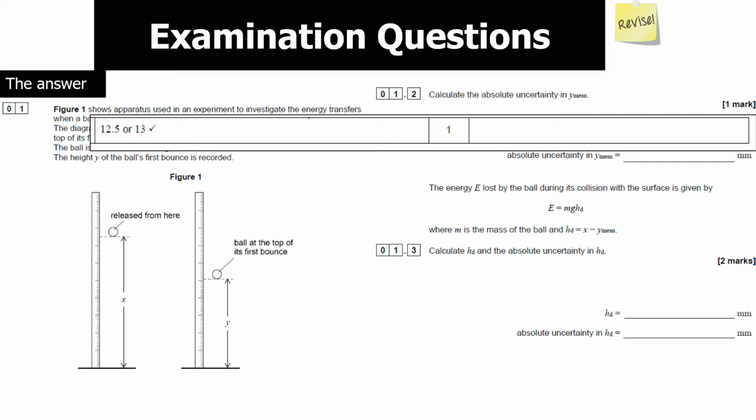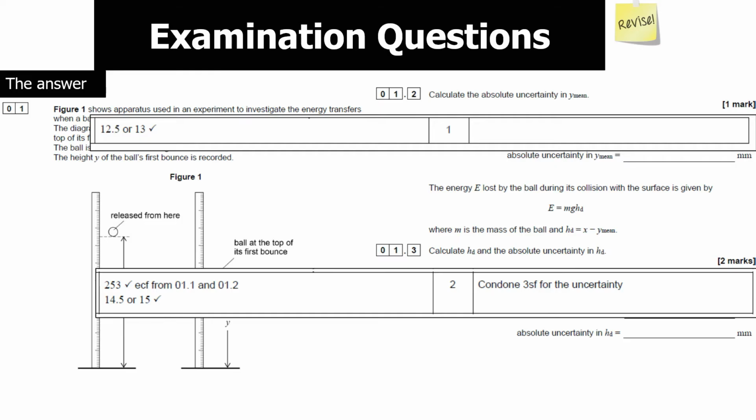So you know what your value of x is, you know your value of y mean, so you can work out h d by saying the answer is x minus y, so it's 253. Now again, what's the absolute uncertainty in that value? So what you can do is work out the biggest value by adding on your absolute uncertainty in y mean and then working it through like that, and then vice versa for the minimum value. That gets you your range, and then you can work out your absolute uncertainty via that methodology.